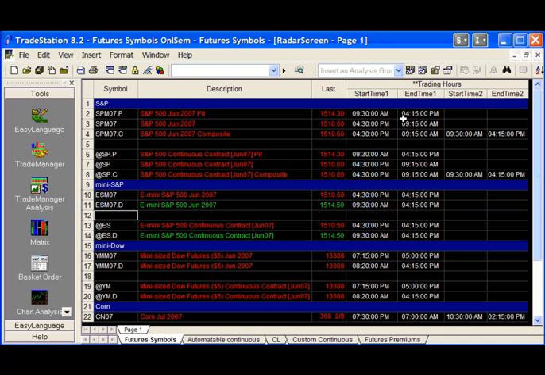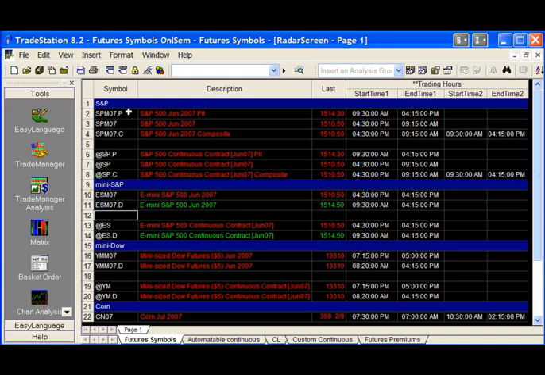So here's the PIT futures, 9:30 to 4:15. This is all displayed in Eastern on this laptop. 4:30 p.m. to 9:15 a.m. is the electronic. And then the composite is the composite of both of those sessions. You'll see 4:30 p.m. to 9:15 a.m., then 9:30 a.m. to 4:15 p.m.